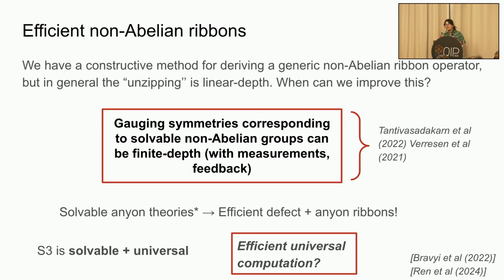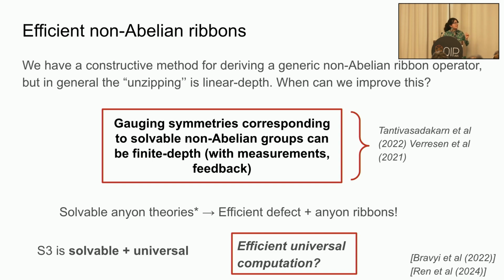Because if you want to do this unitarily, this gauging and ungauging has to be linear depth. But it was shown recently in a series of works by my collaborators that if you are trying to do this duality for abelian symmetries or solvable non-abelian symmetries, then you can make this gauging, by which I just mean this duality transformation, finite depth, if you include measurements and feedback.